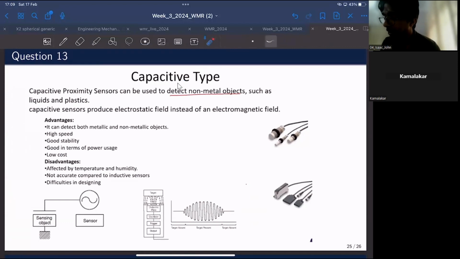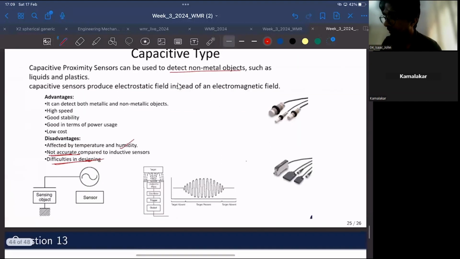It can detect metallic as well as non-metallic objects. They are much faster. They have higher sampling rates. They have good stability, good power usage, and they are also cheaper than inductive sensors. But the disadvantage is that they are not as accurate as inductive sensors. They are affected by temperature and humidity, and they may also have some difficulties in design.